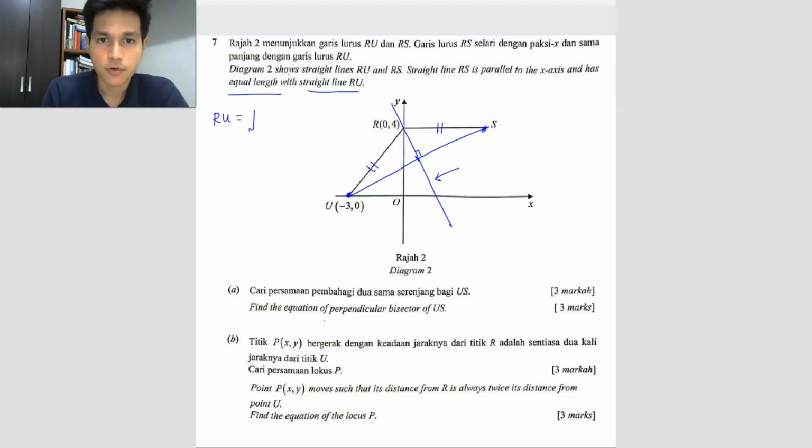RU is, so the formula is, I'm going to take 0 minus negative 3. So 0 minus negative 3 means plus 3, squared, plus 4 minus 0, squared. Okay, so 3 squared, 4 squared, square root, you get 5 cm. So this one is 5 units. 5 units. Okay, 5 units.